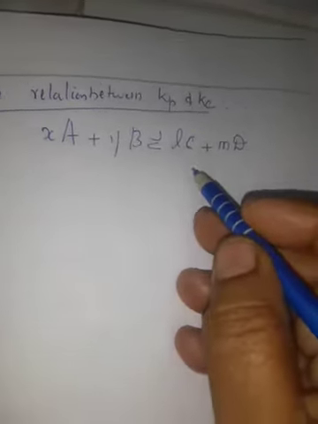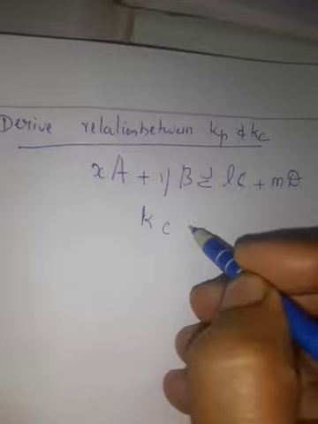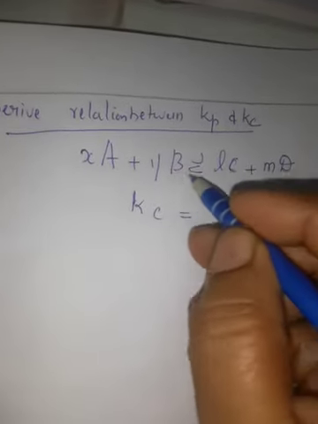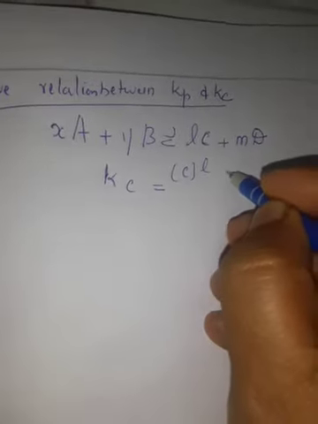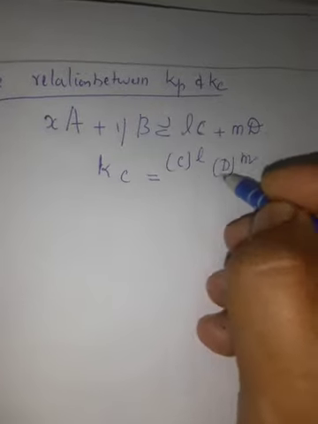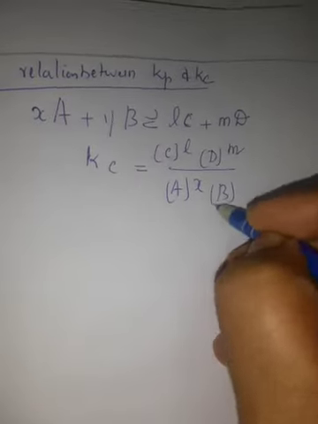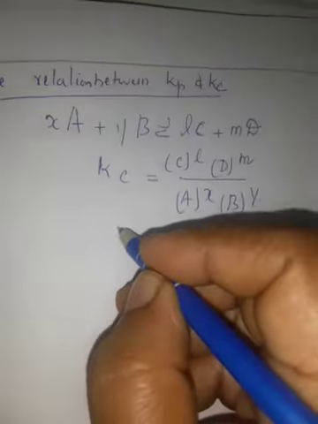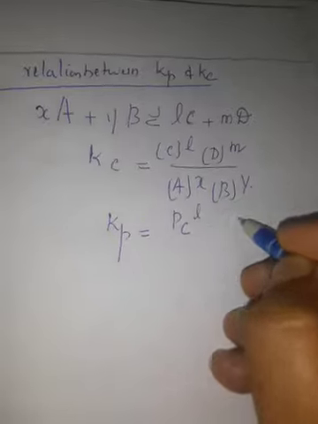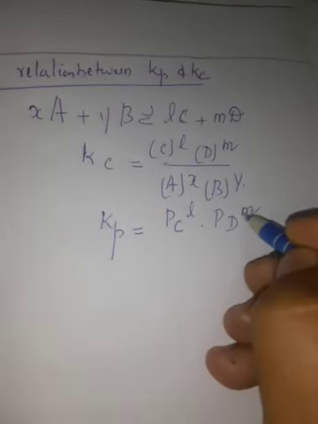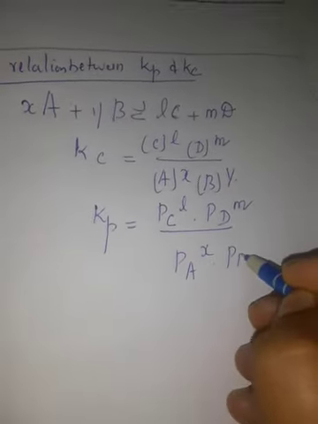Now for this reaction, write the equilibrium constant Kc. Therefore, Kc is equal to products come up, already I taught, reactants down, so [C]^l into [D]^m by [A]^x into [B]^y. And Kp for the same reaction: Kp is the partial pressure of C power l into partial pressure of D power m divided by partial pressure of A power x, partial pressure of B power y.